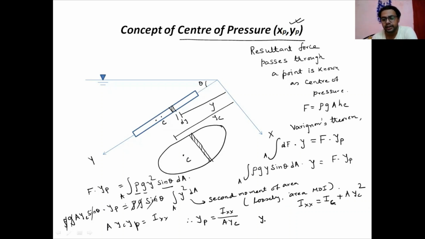So if you put it here, YP is equal to Ig, the area moment of inertia or second moment of area through the center of gravity or centroid, divided by A yc, plus yc. That will come.